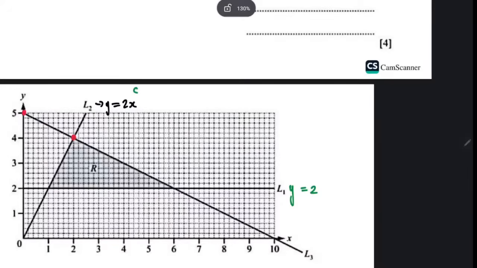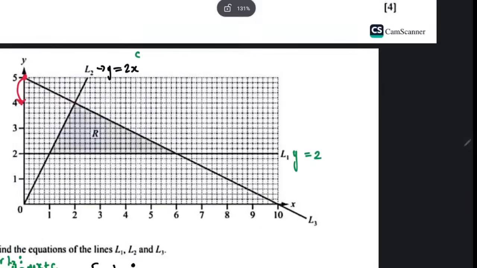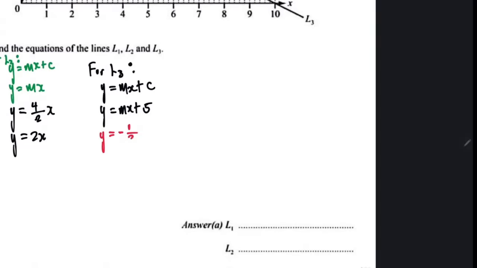We start from here. We are getting to this point. How many steps does it move in the y? 1 step. So it's going to be negative 1 over. How many steps does it move in the x? It gets to 2 here. So it will be 1, 2. So it's 2 steps. Negative 1 over 2x. Then plus 5.